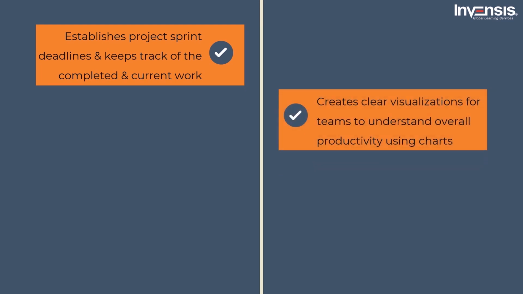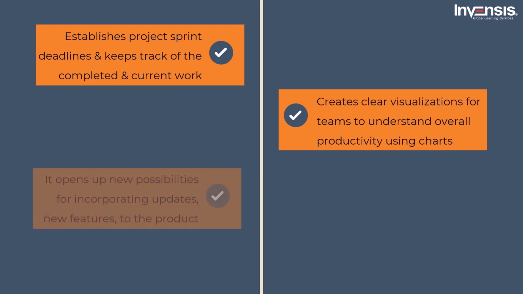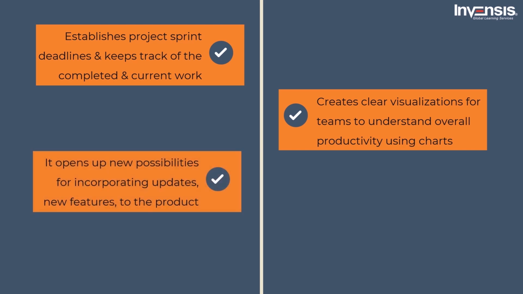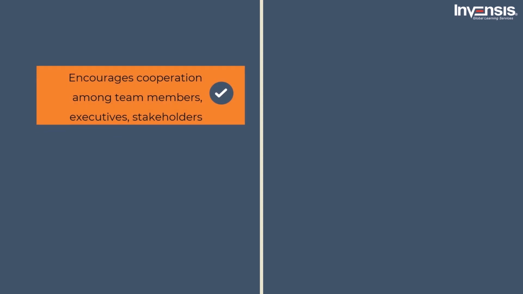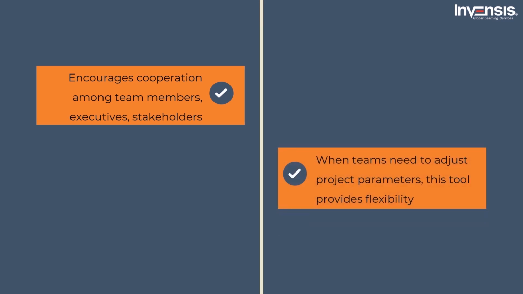Fifth, it creates clear visualizations for teams to understand overall productivity using charts and graphs. Next, it opens up new possibilities for incorporating updates, new features, and alternate specifications to the product or software. Seventh, it outlines all project sprints, including each deliverable's start and completion dates. Moving on, Scrum artifacts encourage cooperation among team members, executives, stakeholders, and clients. And when teams need to adjust project parameters and adopt alternative solutions, this tool provides flexibility. So, these were some of the benefits of Scrum artifacts.